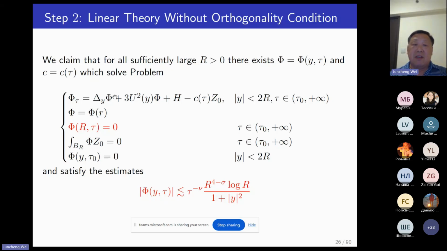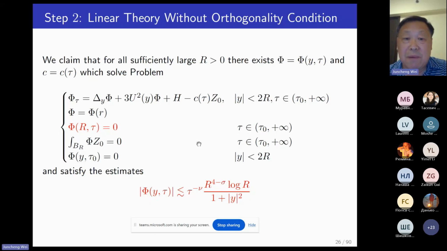Okay. So my claim is for this problem, I can find a solution. And this solution satisfies R to the 4 minus sigma log R divided by 1 plus y squared. So my y has just a little bit of decay. Now I have a solution which loses a lot of R, so it's big.